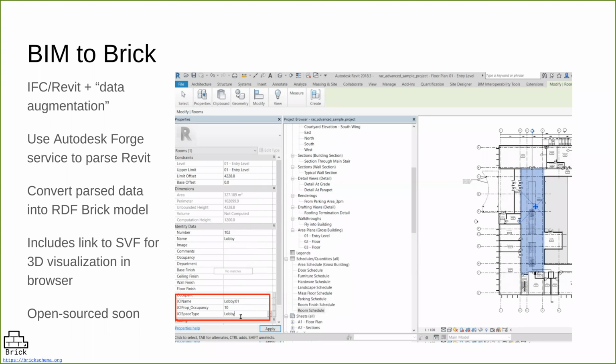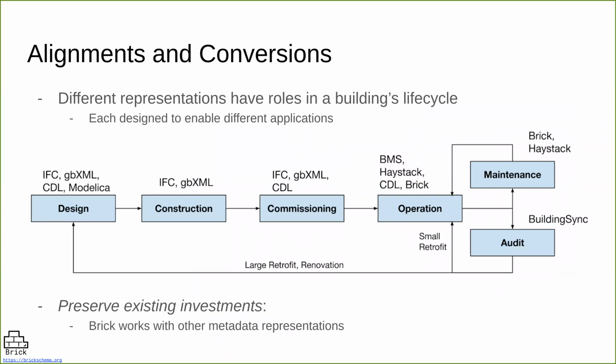Yeah, so we're running low on time, so I'll go through this at a high level. We recognize that there are different representations of the building that have different roles in the building's life cycle, and each of these is different because they're designed for different kinds of applications. The abstraction of the building you need for design and construction is different than what you need for operations, and different than what you need for auditing. So one of our goals in these new versions of Brick is to preserve those existing investments. So how do we build on top of IFC and enable the Brick model through the IFC and the BIM, and how do we work with these other representations as well?